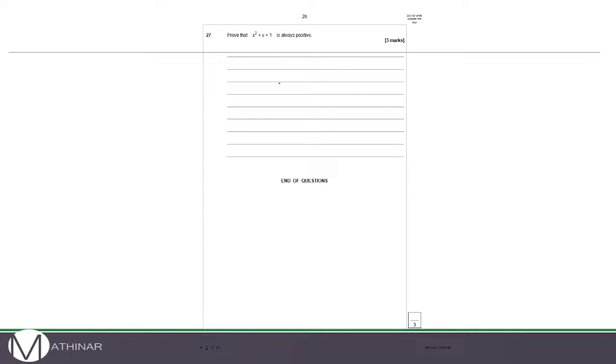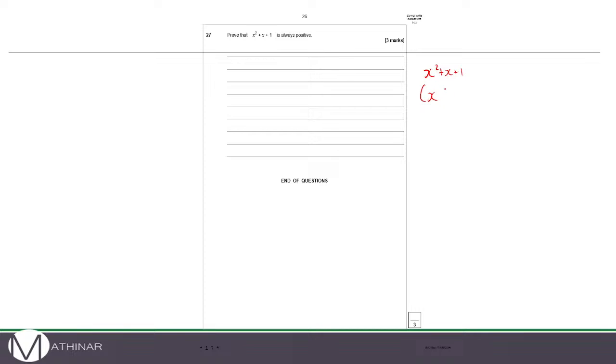Proof. Okay, so prove that this is always positive. So x squared plus x plus 1. Now the best way to prove that a quadratic is always positive is to try and complete the square. Now it makes it a little bit tricky because the coefficient of x is odd. If the coefficient of x is even, then it would be quite easy to complete the square. But because it's odd, we can still do it, it's just a little more complicated.